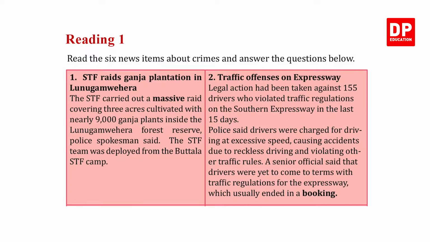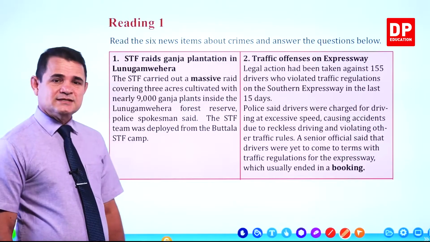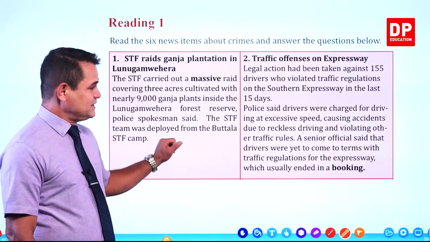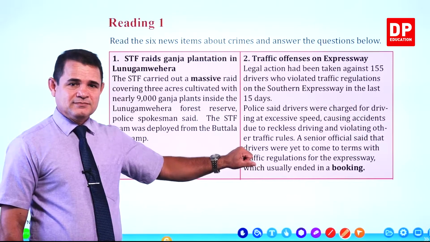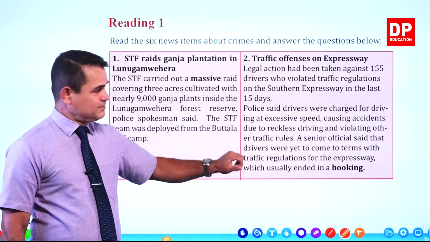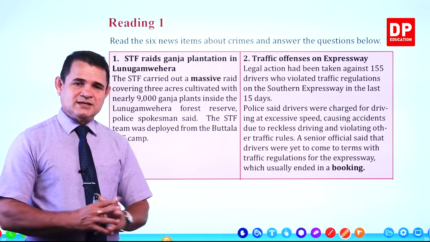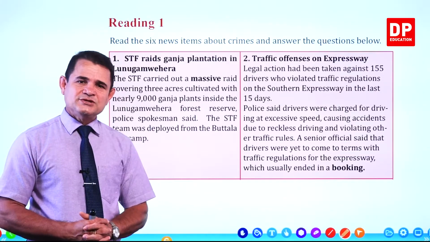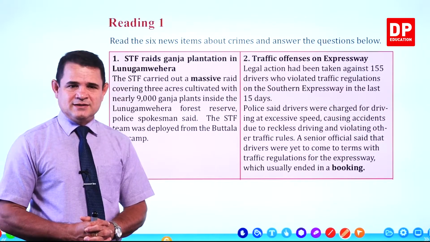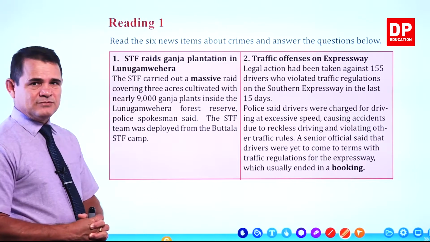Then we find a small reading activity, that is reading 1. Read the 6 news items about crimes and answer the questions below. So there are 6 news items. News items 6ක් තියෙනවා. You have to read and there are some questions after that. ඊට පස්සේ ප්‍රශ්න ටිකක් තියෙනවා, උත්තර ලියන්න ඕනේ. First we will read these news items. මේ news items ටික කියවලා බලමු ඉස්සෙල්ලා.